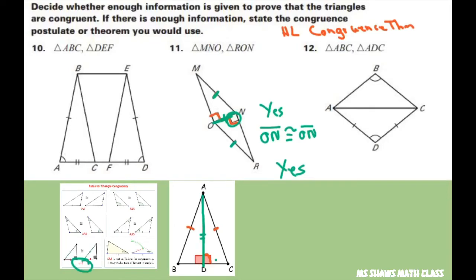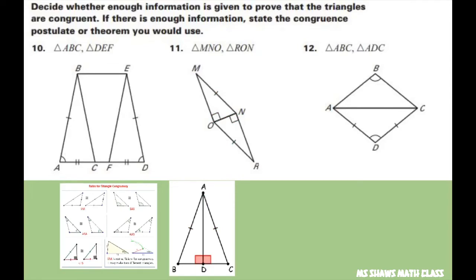Okay, and the final one, we have triangle ABC is congruent to DC. So we know these two angles are congruent. These two sides are congruent. And then we have this side is congruent to both. But we have AC is congruent to AC through the reflexive property. I'll just put two line segments.